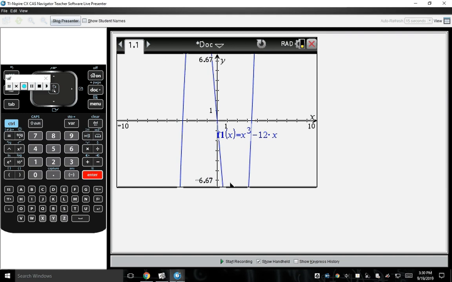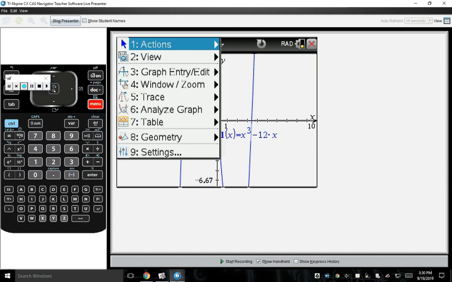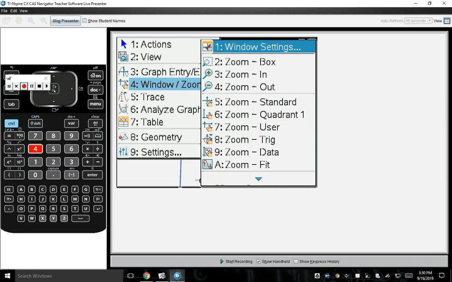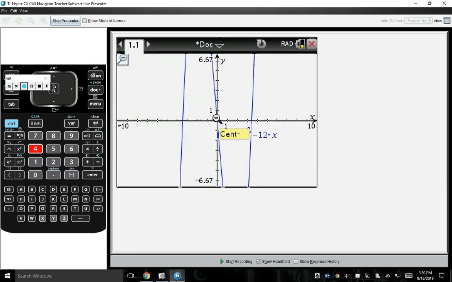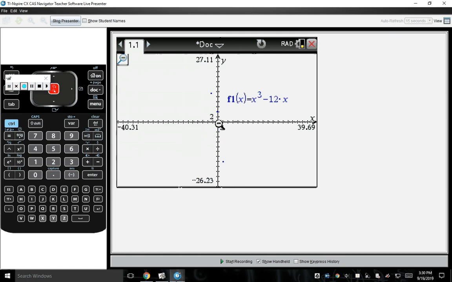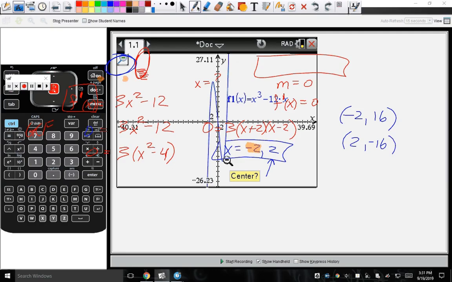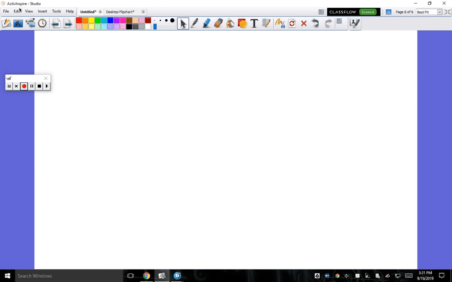And yes, if I zoomed out, I would be able to see the local mins and maxes occurring at those 2 points. So we could say menu, zoom, out, and then yes, we could say the center is here, and we can just keep zooming out. And just like Alex said, at -2, it would be at 16, and at 2, it would be at -16. Because that's where the horizontal tangents are occurring, showing us these horizontal slopes of 0 and 0. Cool? Alright.